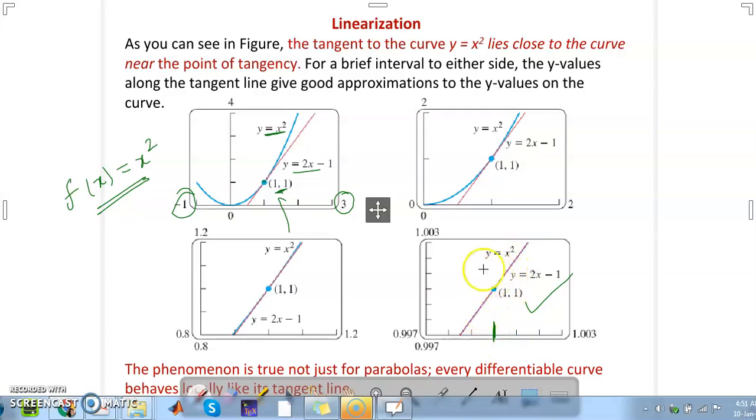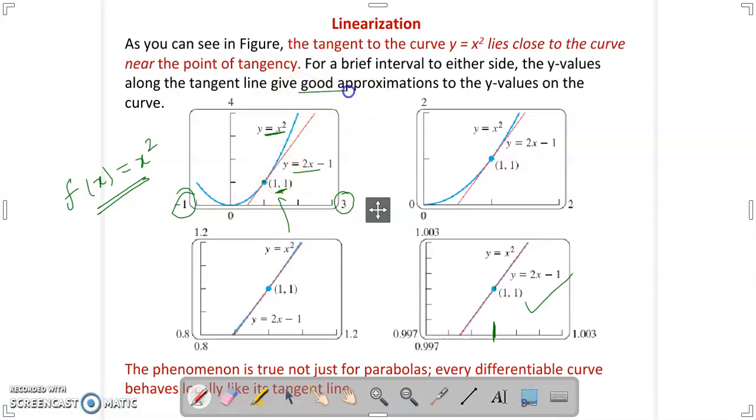Or you can say in this case, the points that are lying in the vicinity of 1, the y values for those points on the tangent will give you a very good approximation to the y values on the curve, right? So basically you can approximate this function f(x) equals x square with this other function defined by this tangent line, f(x) equals 2x minus 1, for the points lying near the point where you have drawn the tangent, right?